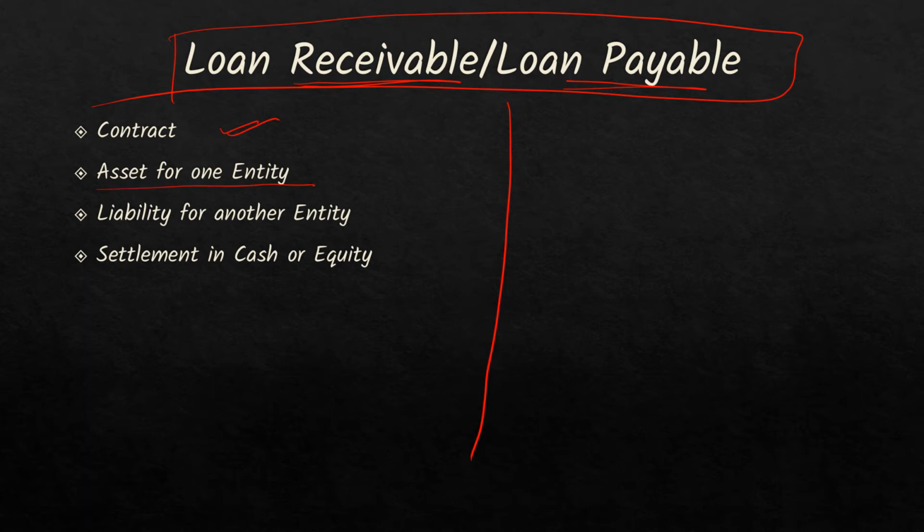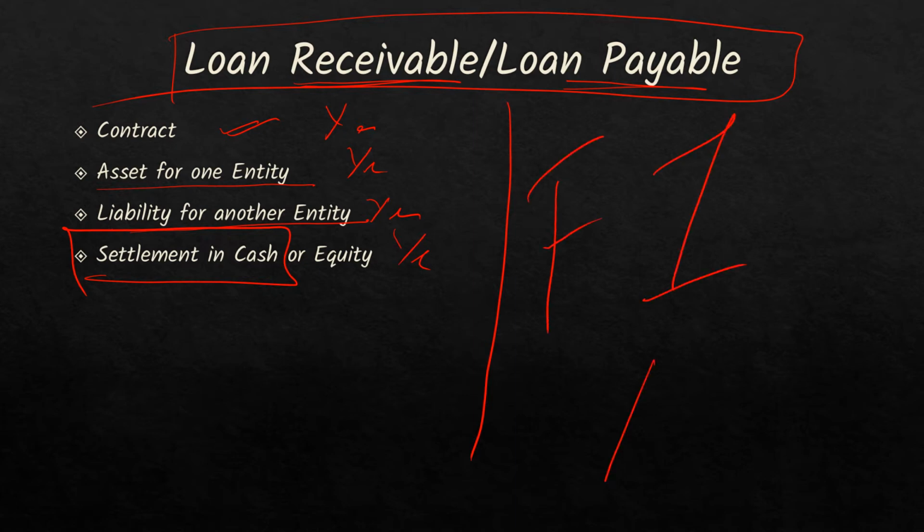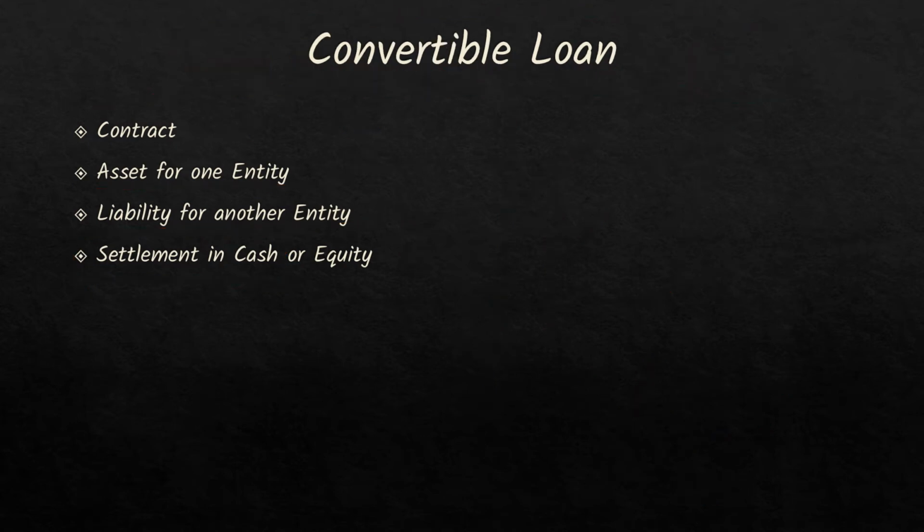One person is showing us as loan receivable, another is showing it as loan payable: an asset for one and a liability for another. How is it getting settled? Obviously in cash. So this is a financial instrument. Absolutely yes. Let's move further.